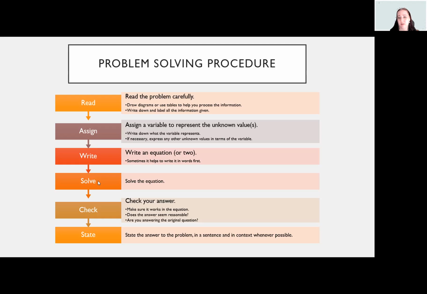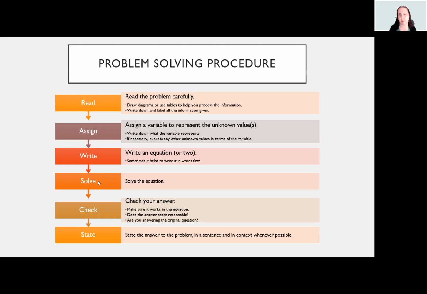And then the very last thing is to state your answer to the problem. When there are word problems, we like to give our answers in sentences and in context. So you're not just saying the answer is X equals 2. You need to actually give a context, like the amount of discount was 2%. Like writing a sentence, you're including units, you're referring your number back to what you're actually trying to figure out. You're basically rewording the question as a sentence.